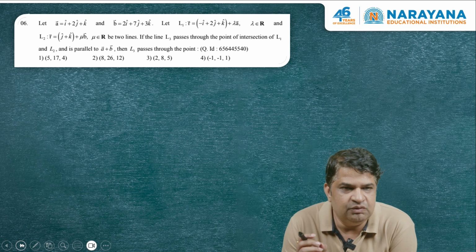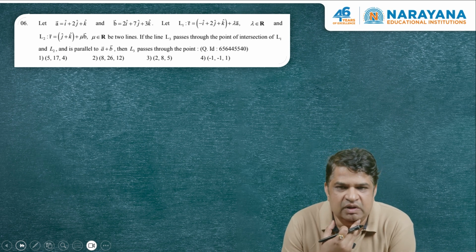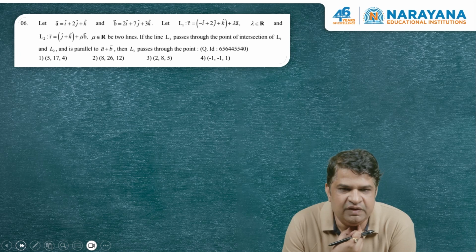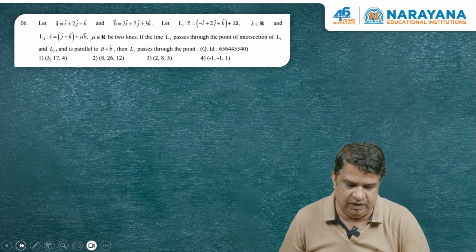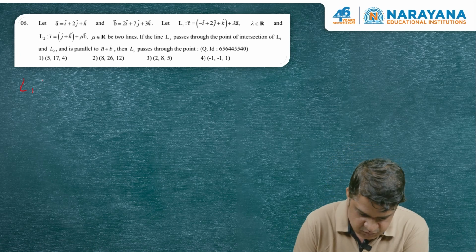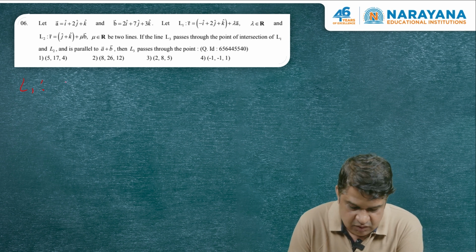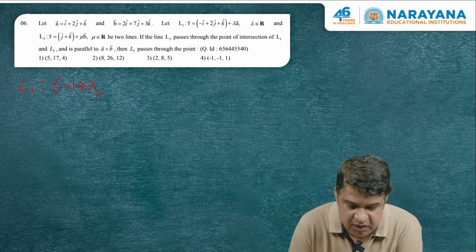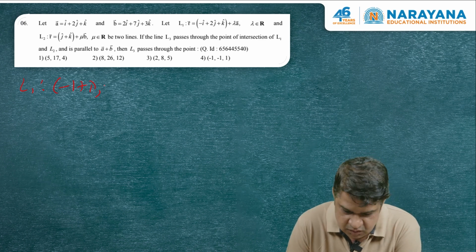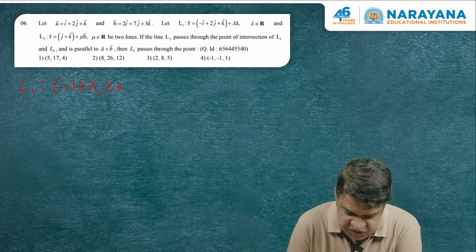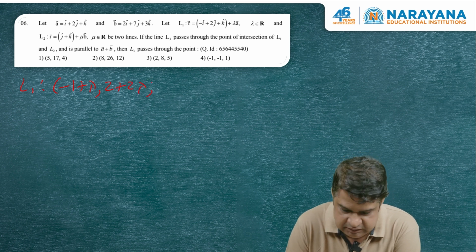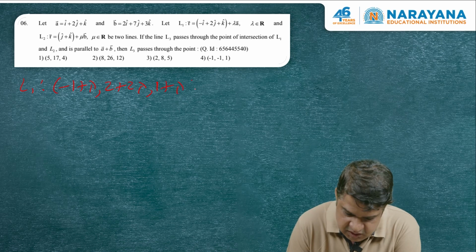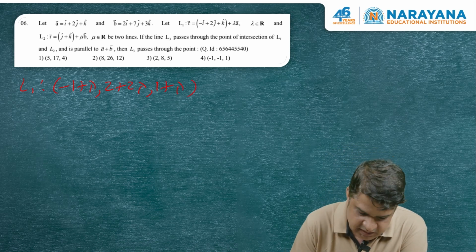Vector A is given, vector B is given, L1 is a line, L2 is another line. L3 passes through the point of intersection of L1 and L2. First of all, what is our line L1, or what is any variable point that lies on line L1? So, L1 is minus 1 plus lambda comma 2 plus 2 lambda comma 1 plus lambda. It is any variable point lying on the line L1.